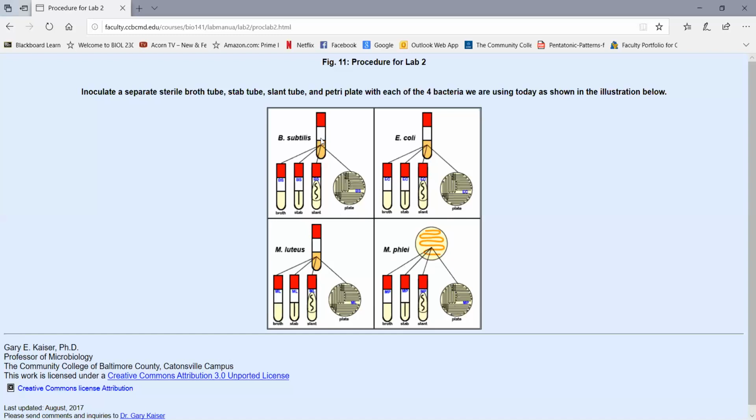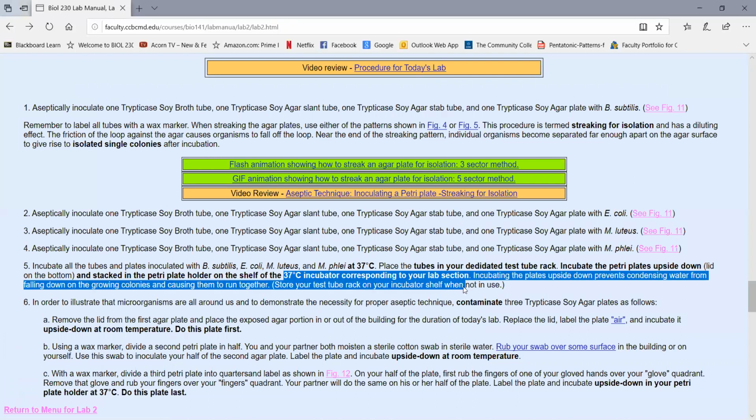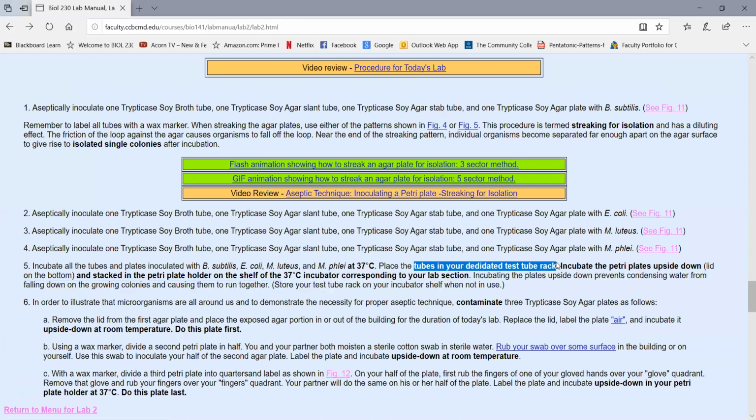And remember to return the class cultures so other classes can use them. Don't incubate the class cultures because other sections of your class will need to use those same cultures for their lab. And all of those bacteria that you inoculate with the pure cultures are going to be incubated at 37 degrees Celsius on the incubator shelf that corresponds to your lab section. So the tubes that you inoculated will be incubated in your test tube rack, and then the test tube rack will be put at 37 degrees Celsius.